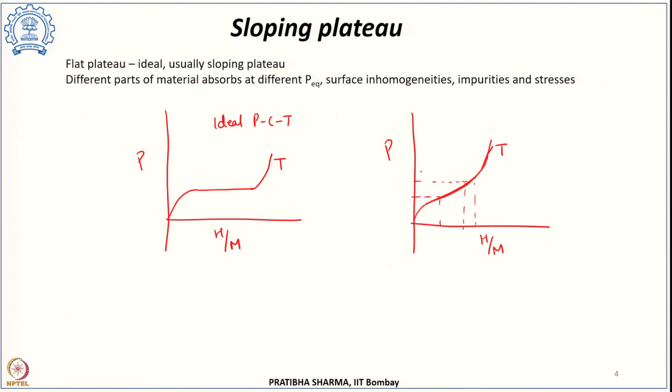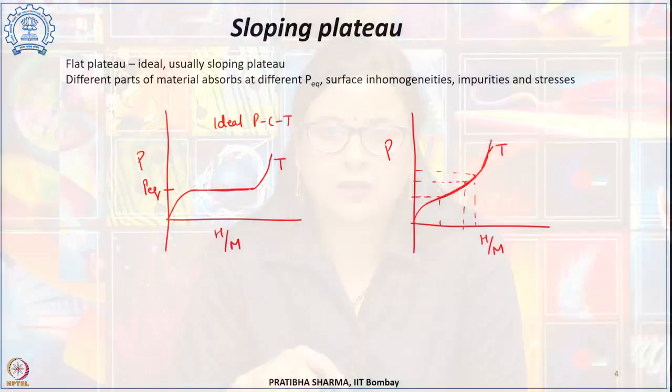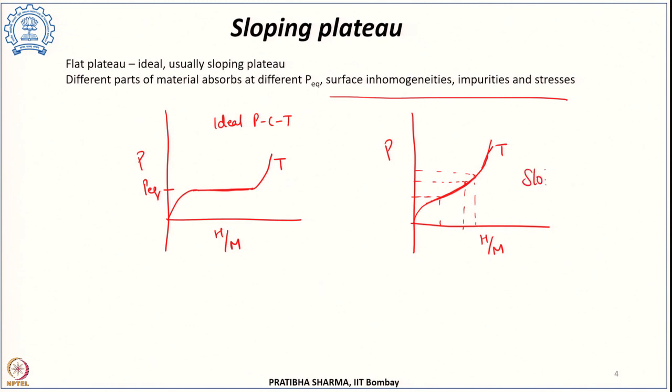Here it also changes, so instead of getting a particular equilibrium pressure, different regions of the material have a different equilibrium pressure. The significance of this sloping plateau is that it tells us that different parts of the metal or the host matrix absorb at different equilibrium pressures. The reason for this sloping plateau is the presence of different inhomogeneities in the metal, or different impurities, or different stresses. So these are the reasons which give rise to a sloping plateau.